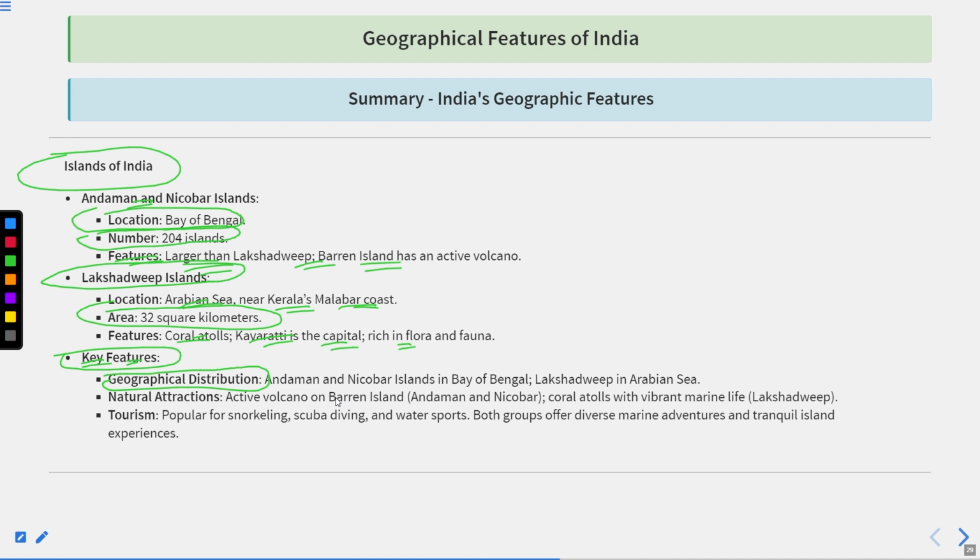Geographical distribution: Andaman Nicobar Islands in the Bay of Bengal, Lakshadweep in Arabian Sea. Natural attractions: active volcano on Barren Island, Andaman Nicobar; coral atolls with vibrant marine life in Lakshadweep. Tourism is popular for snorkeling, scuba diving, water sports. Both groups offer diverse marine adventures and tranquil island experiences.